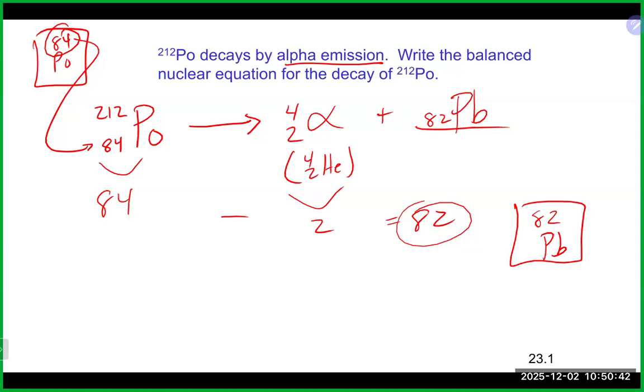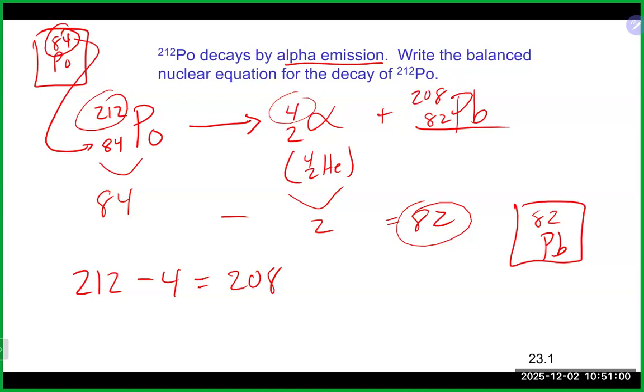Now we need to figure out our mass number. Up on top for our mass number, we have 212. On the right-hand side, we have only 4. So if I subtract that, what is that? 208, I think, if I did that right. We end up with a 208 in this case.